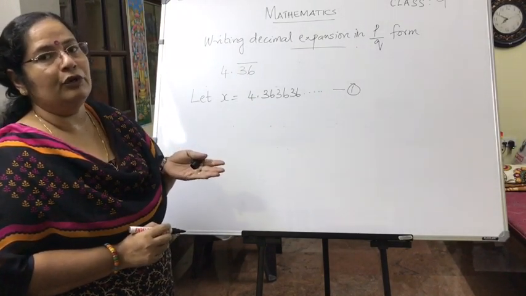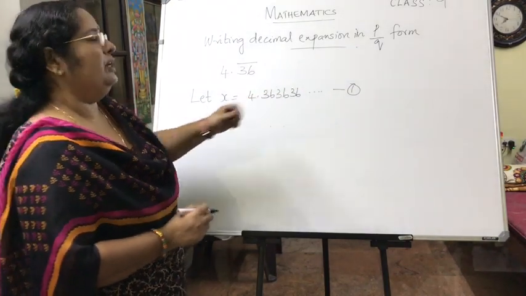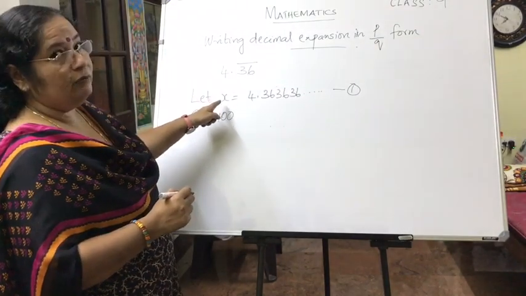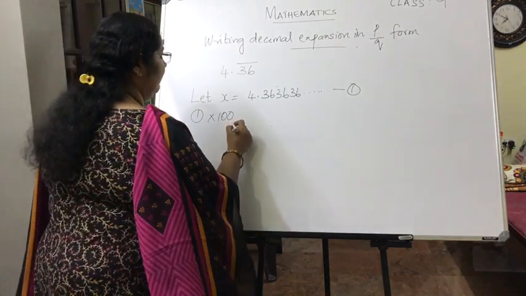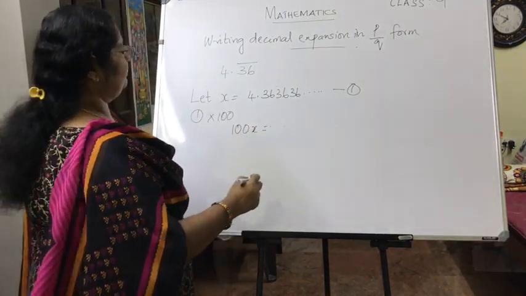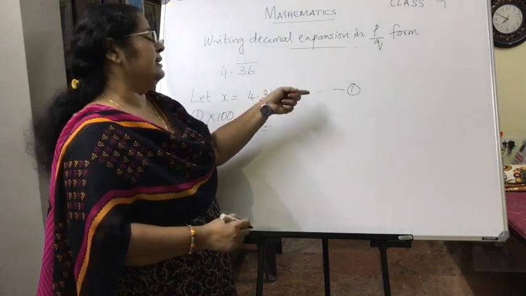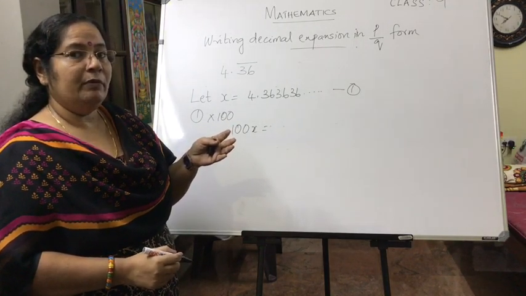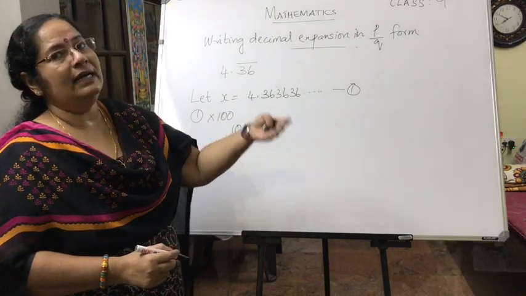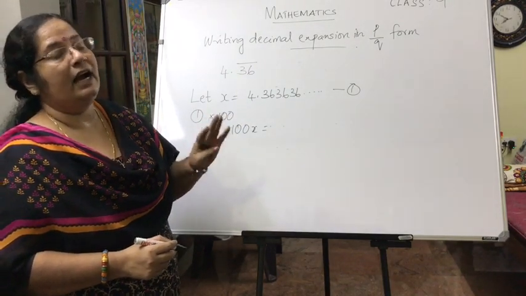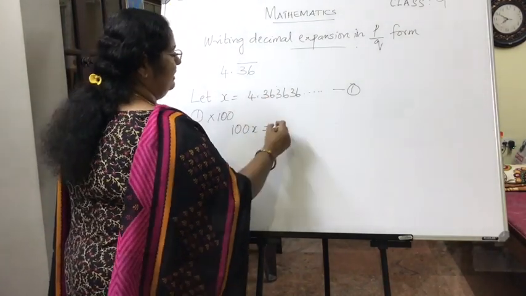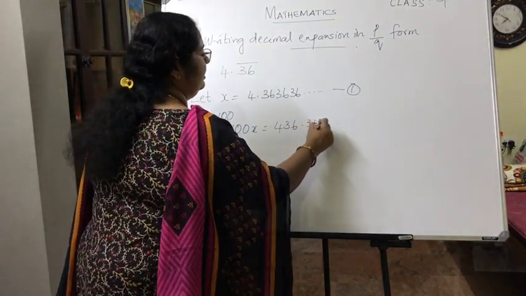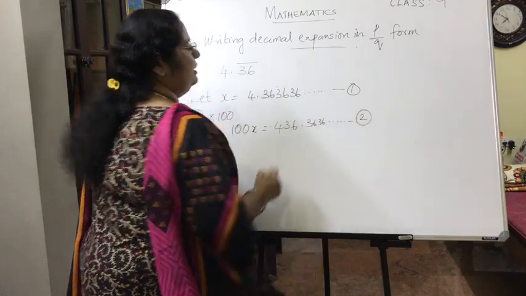So what should we do? You have to multiply with 100. So equation 1, you will be multiplying with 100. When you multiply with 100, on the left hand side what do you get? x into 100 will be 100x equal to 4.363636 into 100. Multiplying by 100, you will shift the decimal place 2 places towards the right. Why 2 places? Because we are multiplying with 100. So shifting 2 places, this becomes 436.3636, going on. This is equation number 2.